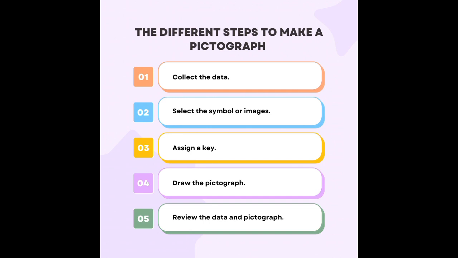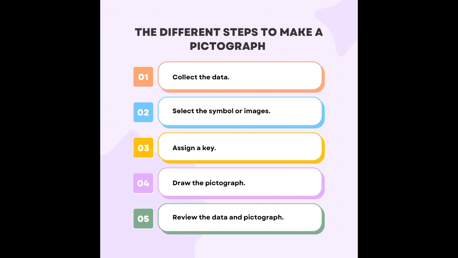Step 2. Select the symbol or images. To represent the data, pick any images or pictures or symbols. For example, if the data represents the rainfall for different cities, make use of cloud images or some other images which are relevant to the data.